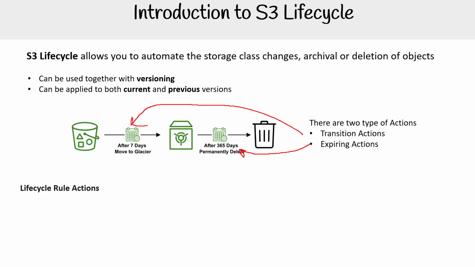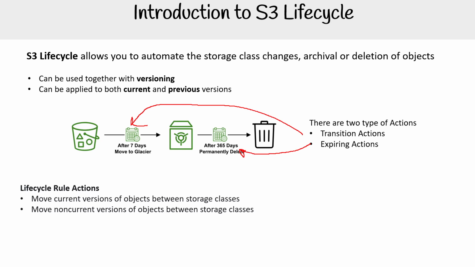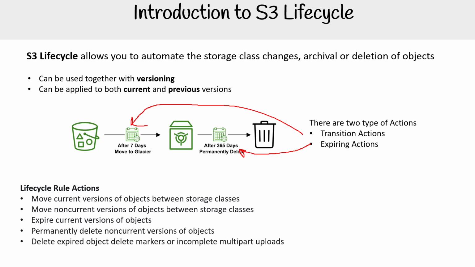So we have lifecycle rule actions. You can move current versions of objects between storage classes. You can move non-current versions of objects between storage classes. You can expire current versions of objects. You can permanently delete non-current versions of objects. And you can delete expired object delete markers or incomplete multipart uploads. So these are the transition ones, and then these ones are the delete ones, if that makes sense, or the expiring actions.